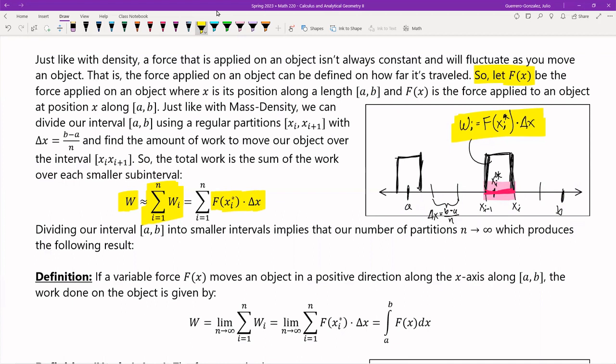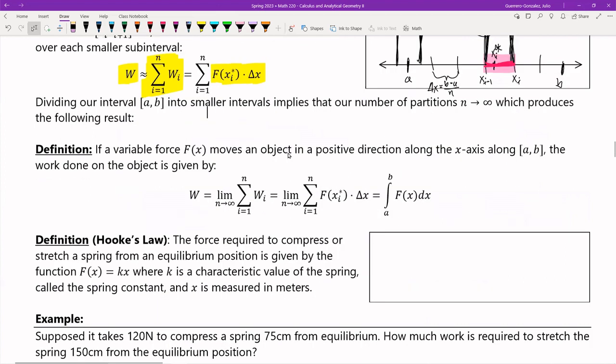And just as before, we want to grab those little subintervals and divide them up into smaller and smaller and smaller little pieces. And the second that we do that, we get an integral. So that is my definition for finding the work of moving something along a segment AB. It is the limit of the sum of the W_i's, which is the limit of the F of x_i's times delta x's, and that's what turns into the integral.